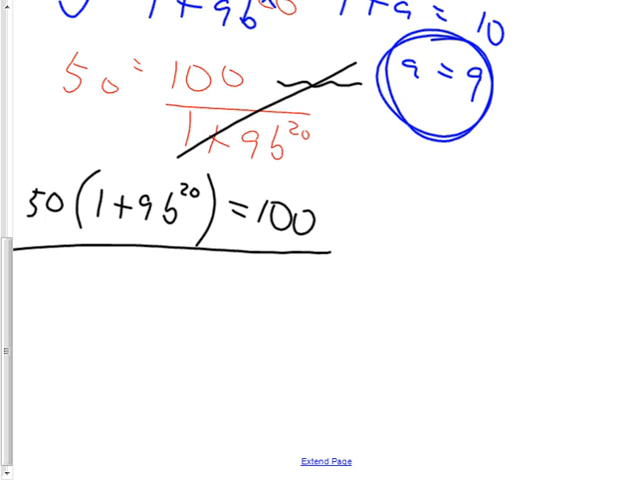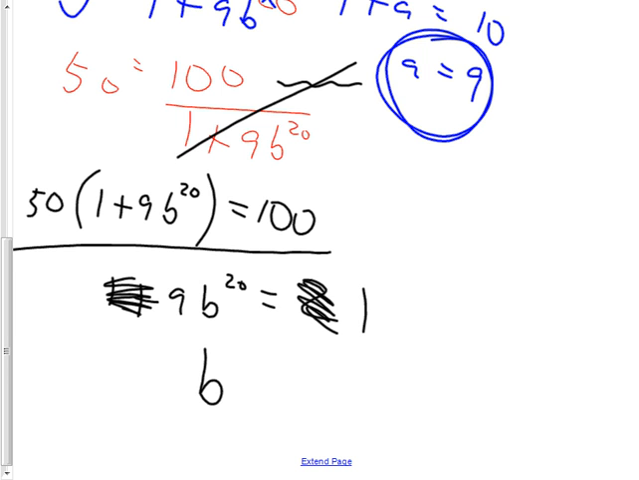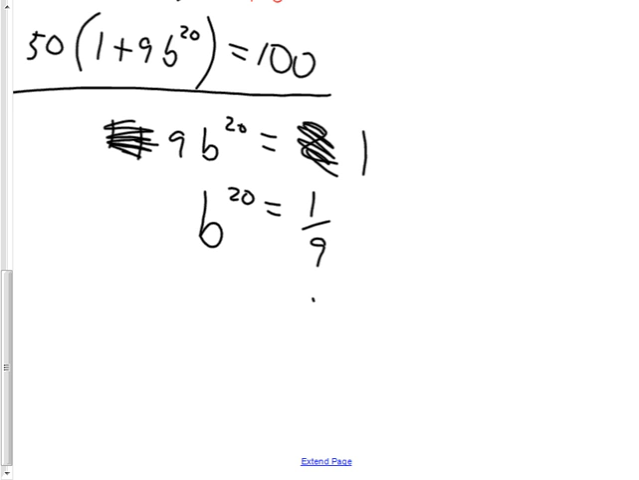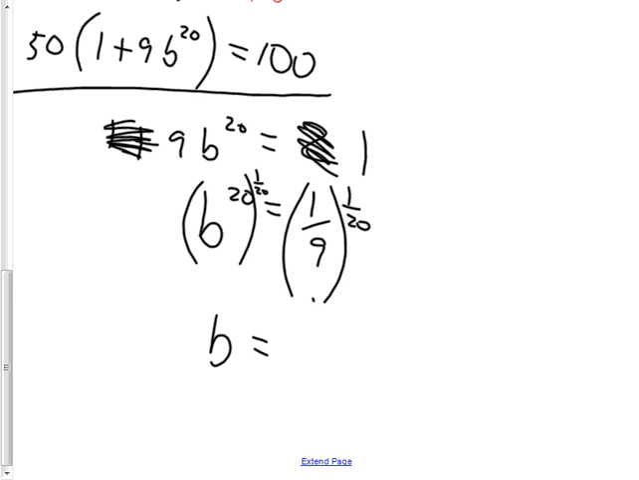Now I've got to solve, trying to get b alone. Dividing by 50. 1 plus 9b to the 20th equals 100 divided by 50, which is 2. And now we subtract 1, and it'll be 1. And now I can get rid of the 9. It'll be b to the 20th equals 1/9. And the final stage is b is equal to, and I'm putting these both to the power of 1/20th, b is equal to 1/9 to the 1/20th.